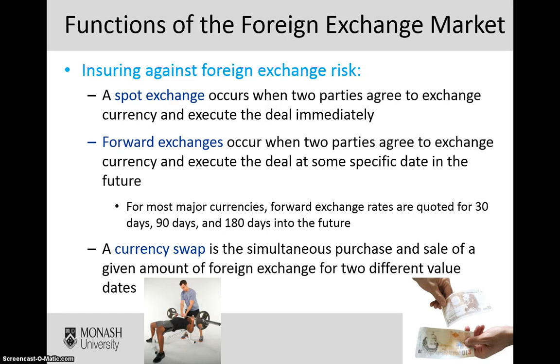The final type of insurance that the foreign exchange market can provide is through a currency swap. Now this is actually a specific type of a forward exchange, and this is a simultaneous purchase and sale of a given amount of a foreign exchange for two different value dates. It's most common when a firm buys supplies from a certain country and then also sells finished products to that same country. So imagine, for example, that you're an Australian firm and you buy supplies from the US, but you also sell your finished product in the US.